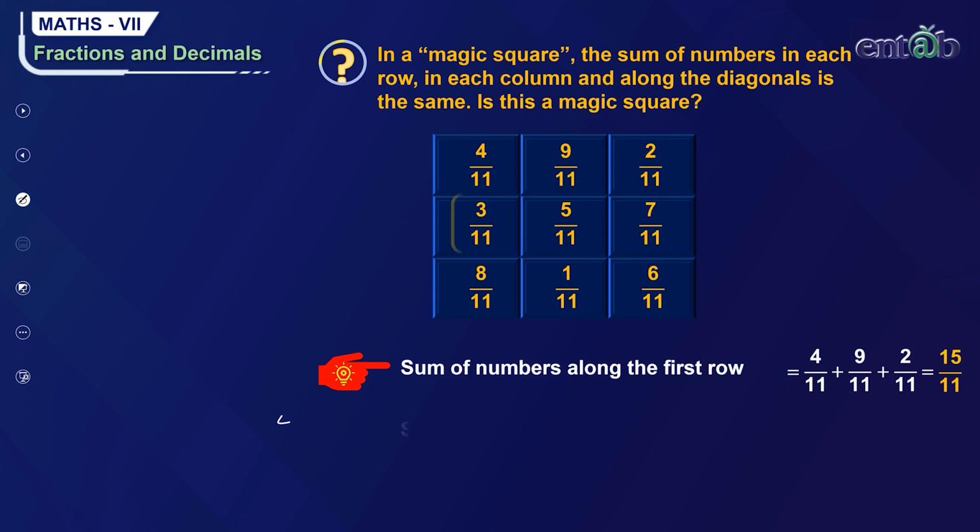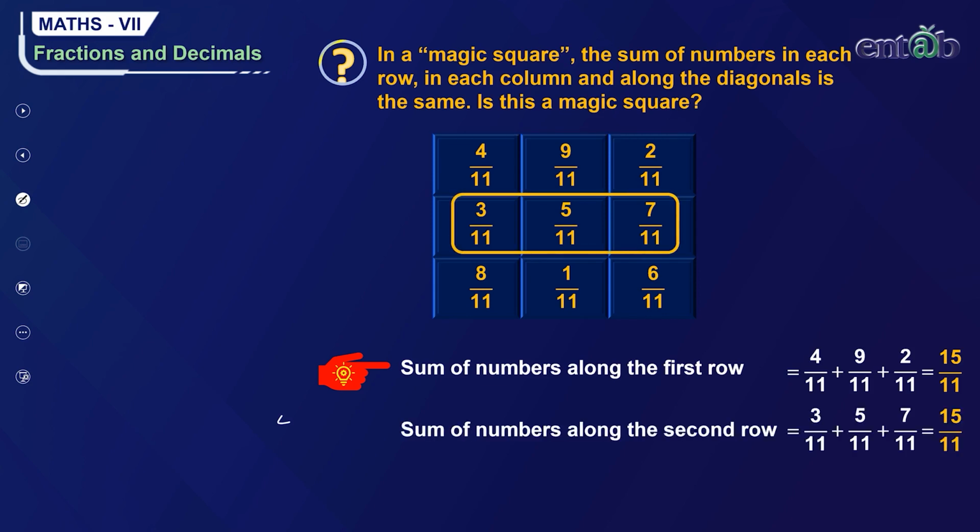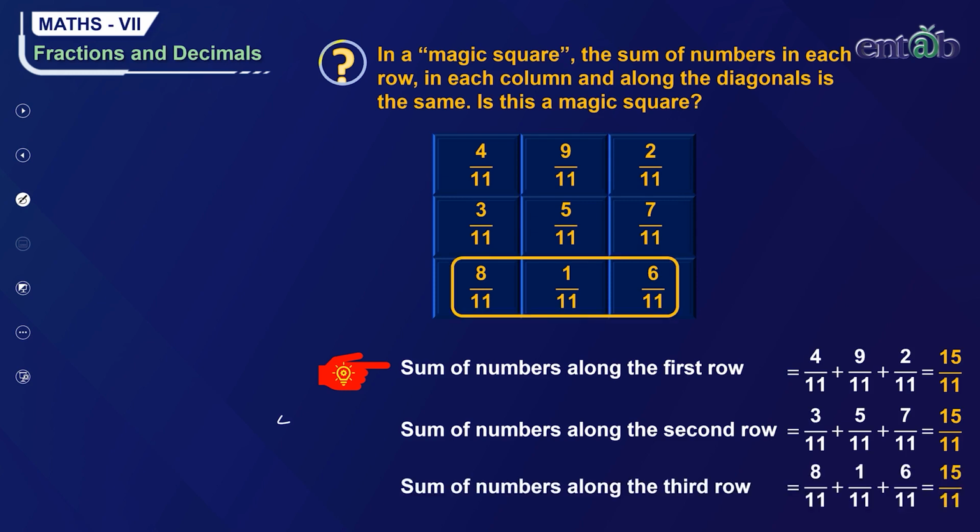Now, let us look at the second row. The sum of numbers along the second row, 3 by 11 plus 5 by 11 plus 7 by 11, is 15 by 11. Next, we have the sum of numbers along the third row, 8 by 11, 1 by 11 and 6 by 11, and together they add up to 15 by 11. We see that the sum of numbers along each row is the same.